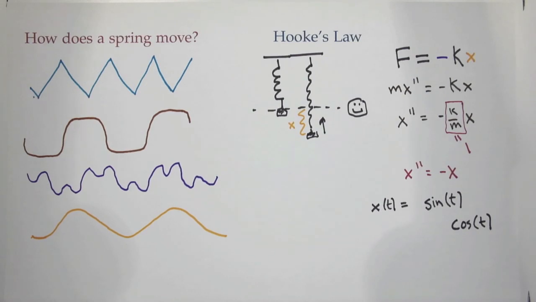E to the negative x. Wouldn't that work? Well, what happens when you take the derivative of e to the negative x? Negative e to the negative x. Now you take another derivative. You get e to the negative x. So we get the function we started with, not the negative of the function we started with. But it is a good guess.